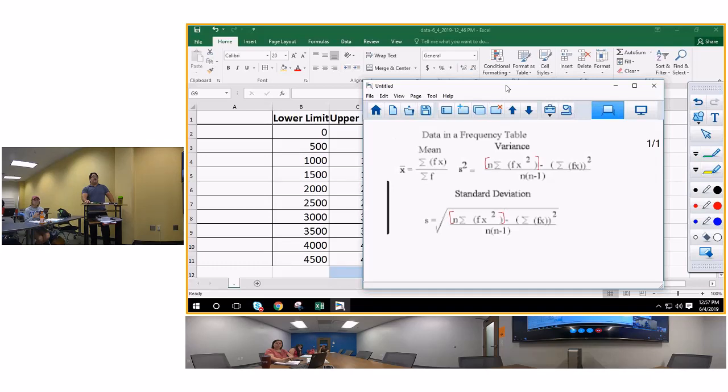Now, what did I tell you about formulas? You're not to memorize them. You're to what? Starts with an R. Read them. So let's start with the simple one. Let's start with the mean. So what do we need to do? We need to take a column and name it what?